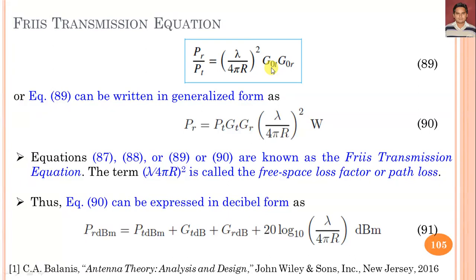Here we have replaced the efficiencies and directivity multiplication with the gain, as we discussed in the gain and directivity lecture, where we found that the gain is equal to the radiation efficiency times the directivity of the antenna. So we have replaced them with G_0T and G_0R respectively for an isotropic antenna. This equation is very popular in antenna engineering as well as in wireless communication systems, and it holds for mobile communication also.